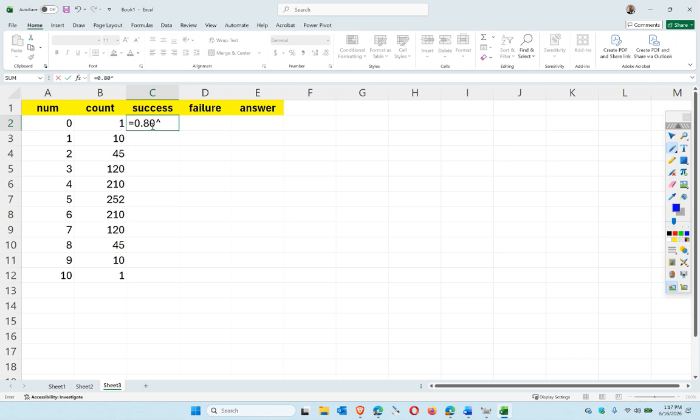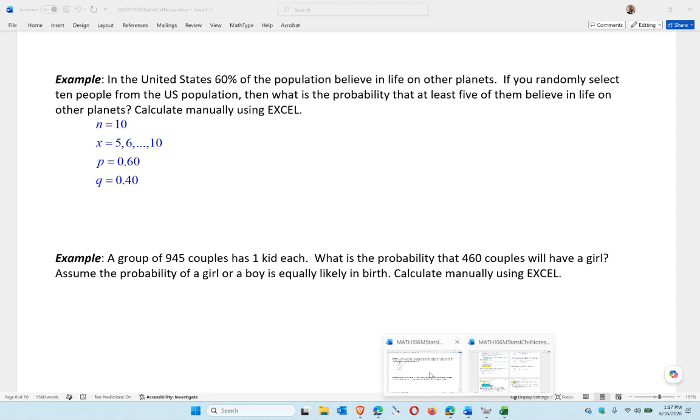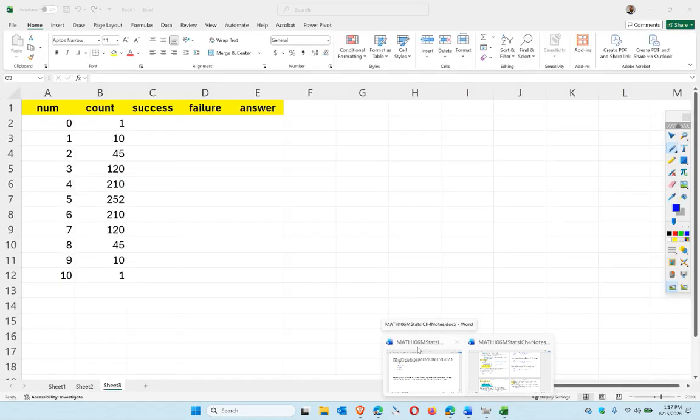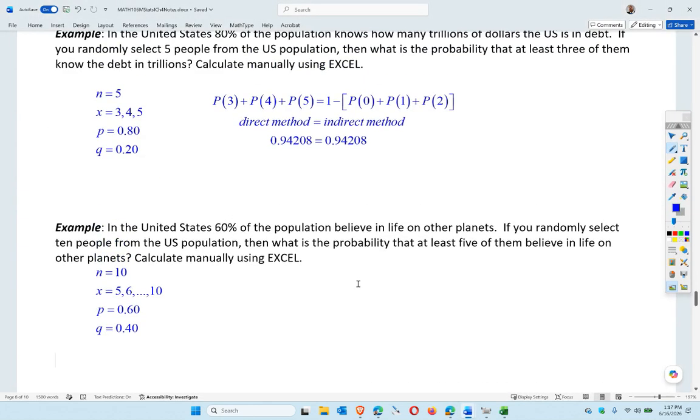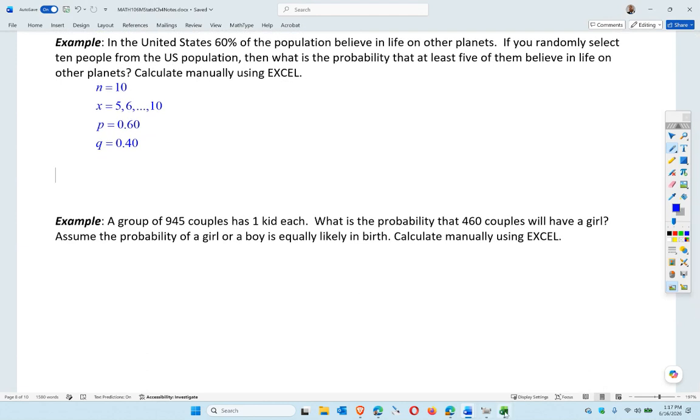Those are the fun people. Wait a minute. Wasn't it 60% for the aliens? I was 80% for the last one, wasn't it? Yes. Okay, 60% believe in aliens.